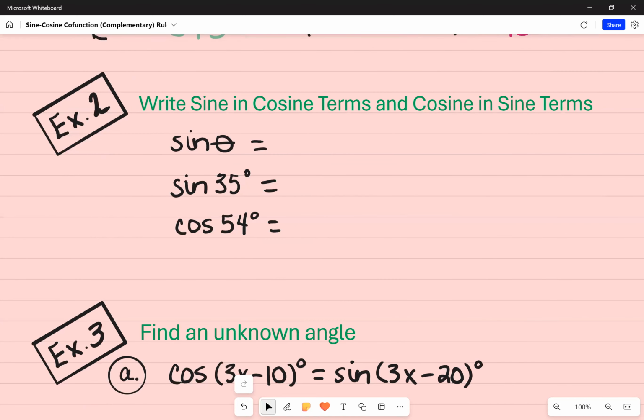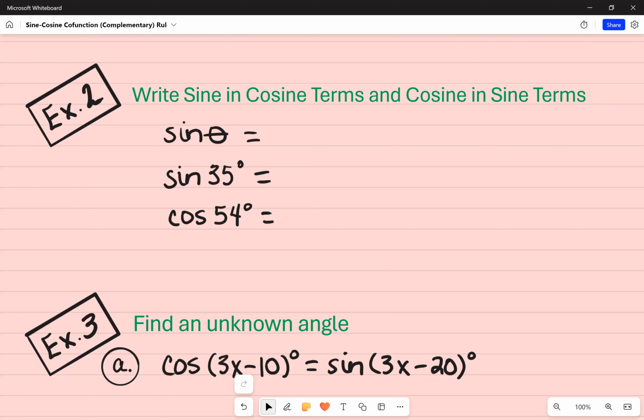For example 2, we're going to write sine in cosine terms and cosine in sine terms. Remember when I said to keep in mind complementary angles? Complementary angles mean that you add the two angles together and they equal 90. So if I am writing sine in terms of cosine, I already have the sine over here, so now I have to set it equal to cosine. And if I set it equal to cosine, I have to remember that I am taking the complementary, so that's going to be 90 minus whatever my angle is. Since I don't know my angle, I'm going to use this theta symbol.